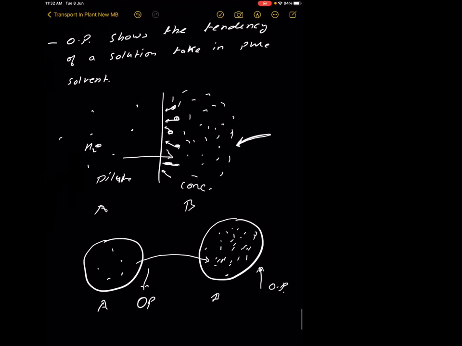For example, in this case, this A solution is a dilute solution, more water is here, and this solution is concentrated, more solute is here. So these solute molecules exert one pressure on the wall to prevent the entry of water into the solution. That is called osmotic pressure. It means in B solution, or in B cell, osmotic pressure is high. It shows its thirst. It shows its tendency of absorption. Tendency to absorb more water.